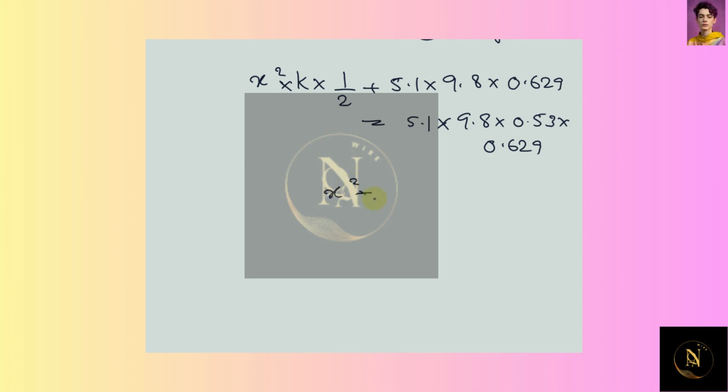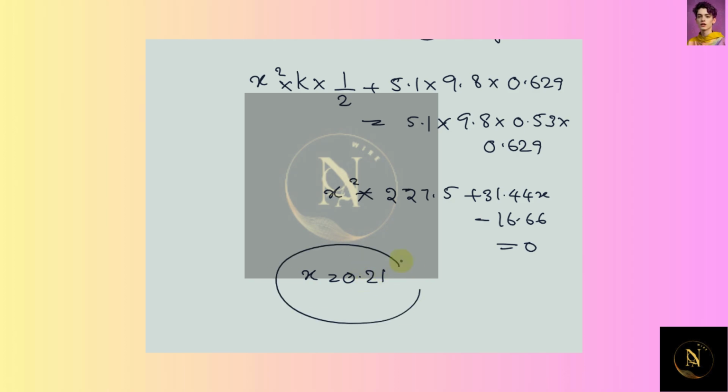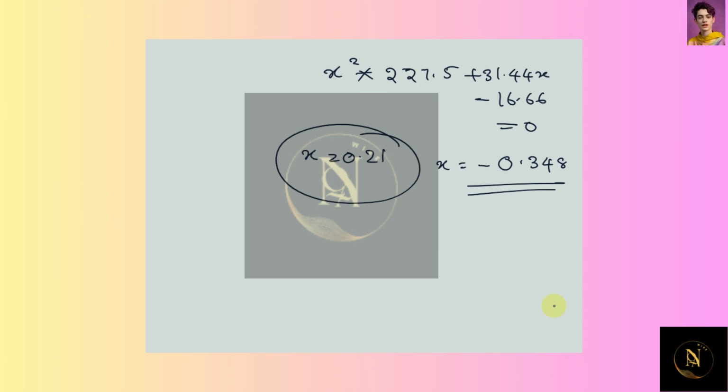x squared into 227.5 plus 31.44 x minus 16.66 will be equal to 0. Hence, x value is 0.21 and on the negative side x is equal to minus 0.48. So here we can reject the negative value, therefore the spring gets compressed by 21 centimeter.